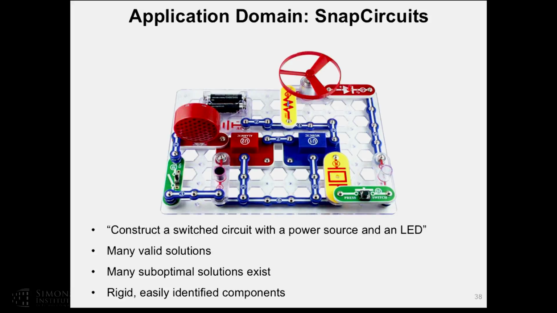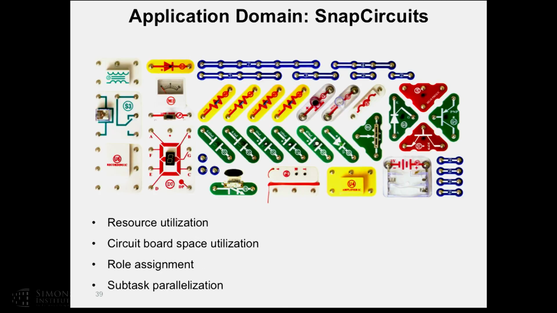There's still a relatively rich description of the way in which you can define problems and not have a specific solution in mind. So I can ask you to build a switched light bulb, and there's not an infinite number of solutions, but there's a large number of solutions given a finite set of parts. Okay, this brings to the forefront problems with resource allocation. Who's going to grab which piece at which time? How do we use the space of the board? How do we assign who's doing which piece? And how do we parallelize those different subtasks?